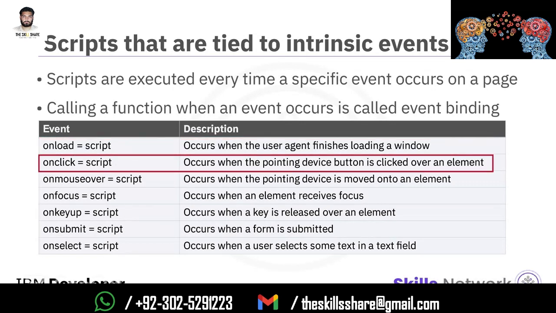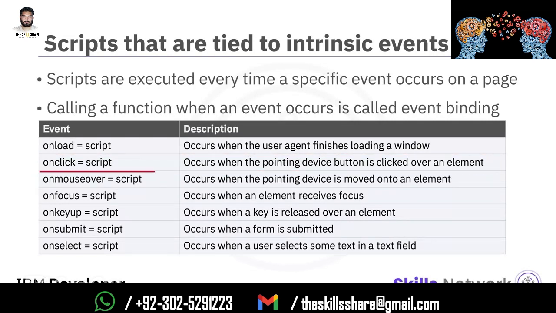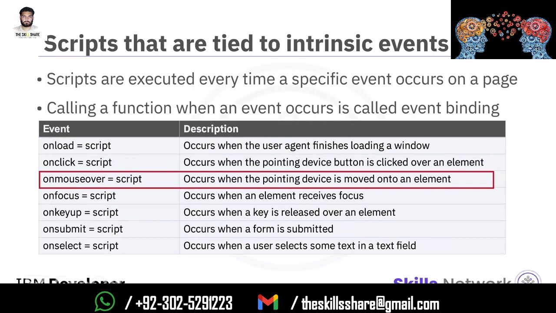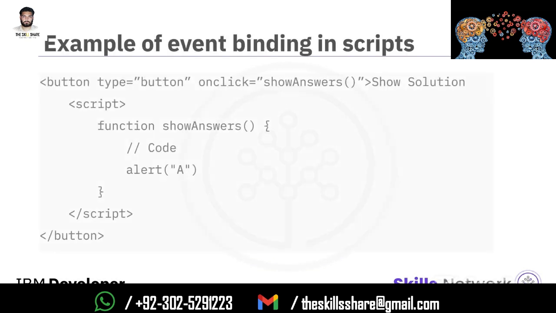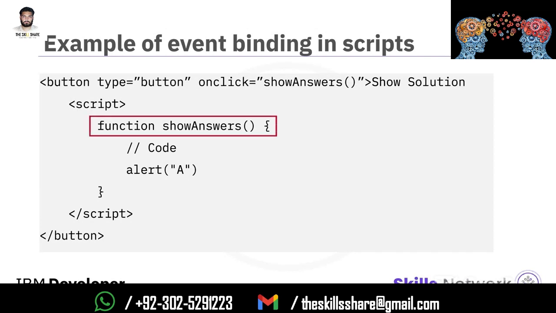This event occurs when the pointing device is clicked over an element, such as a button, that declares a handler for the event. The event handler is a function that declares what to do when the button is clicked. Other useful events include onMouseOver, which occurs when the cursor is moved onto an element. Here, the inline event handler named showAnswers runs when the button is clicked.